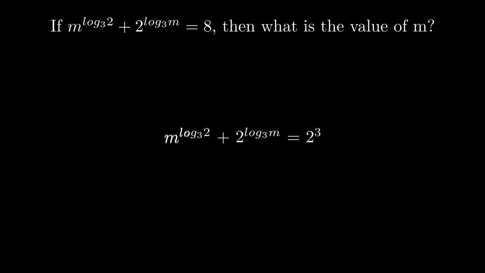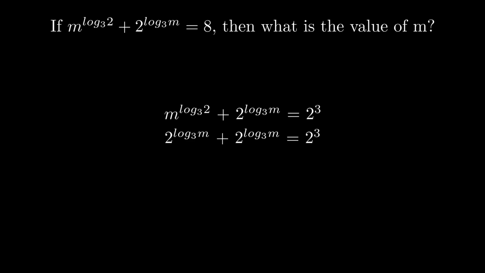Going back to our question, we will see the use of the property here as well. Since we need to have a base of 2 in the first term, we can switch the base with the argument of the log, giving us 2 raised to power log of m base 3. Now that we have the same base in all terms of the equation, we can further solve this question.